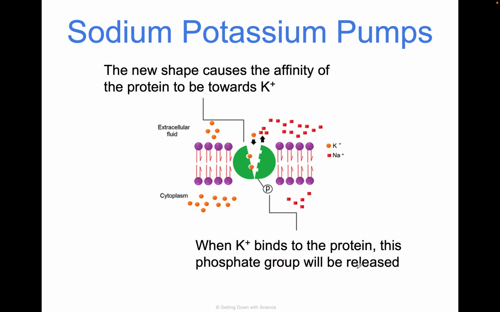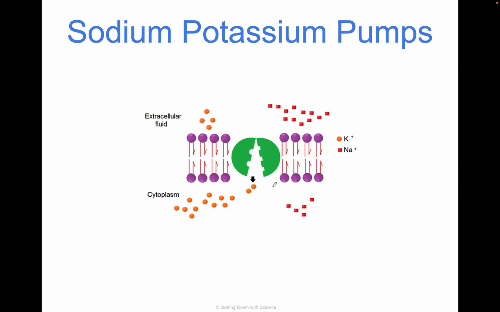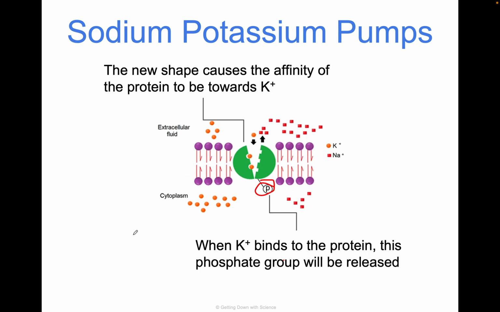When potassium binds to the protein, this phosphate group is released. We don't need it anymore. Sorry, I should go back. When this phosphate group is released, it's released back into the cell. ATP didn't go away. Remember, matter can neither be created nor destroyed. It must be changed from one to the next.